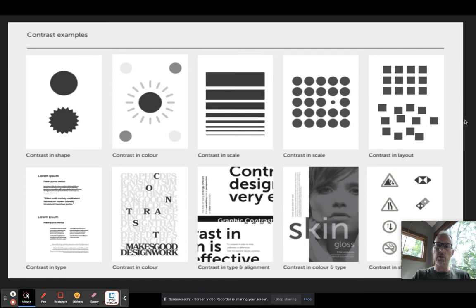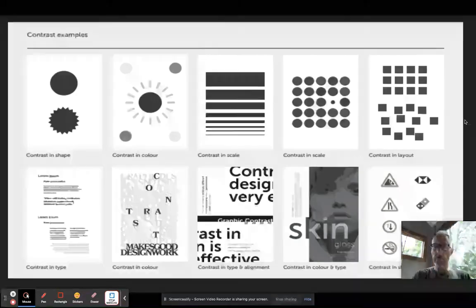So you're going to see these little symbols here, and you'll see some of these repeating because they apply to more than one principle of design. So we can have contrast in shape, we can have in color, we can have in scale, we can have layouts that are different. Typography can have contrast. The type and alignment can work together. We can blend multiple of those together to make different contrasting elements.